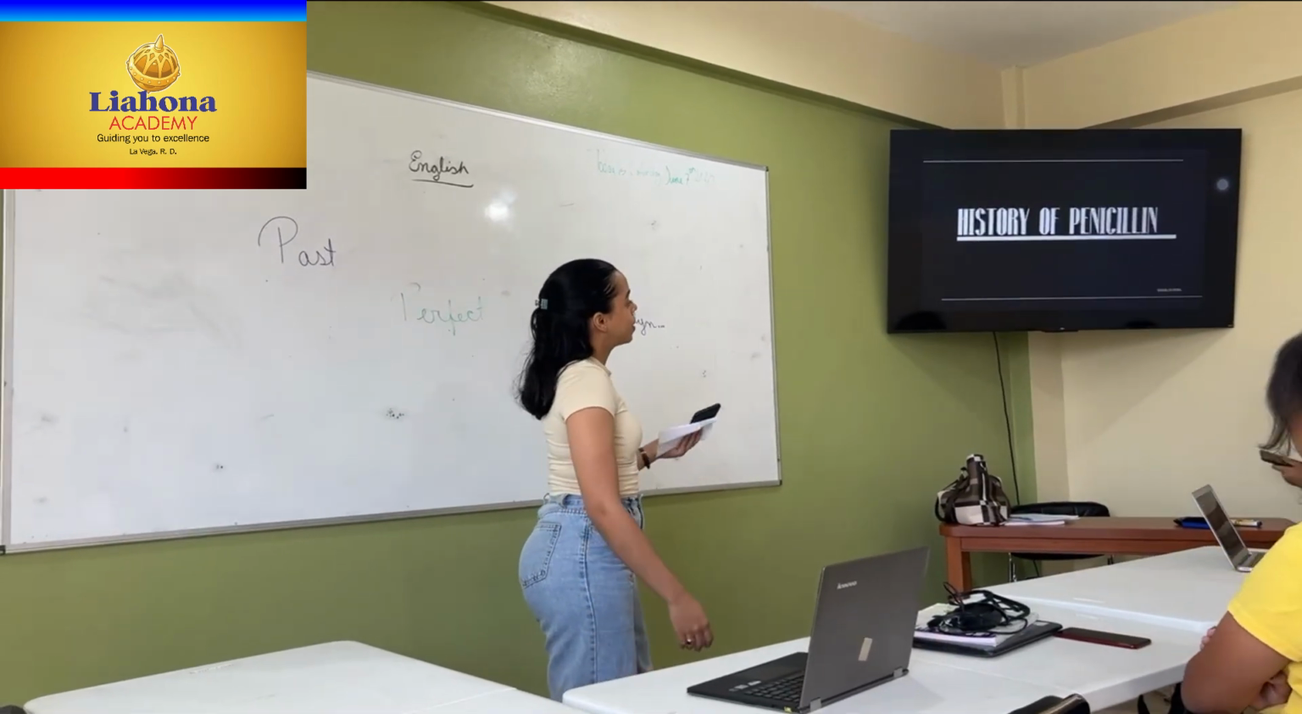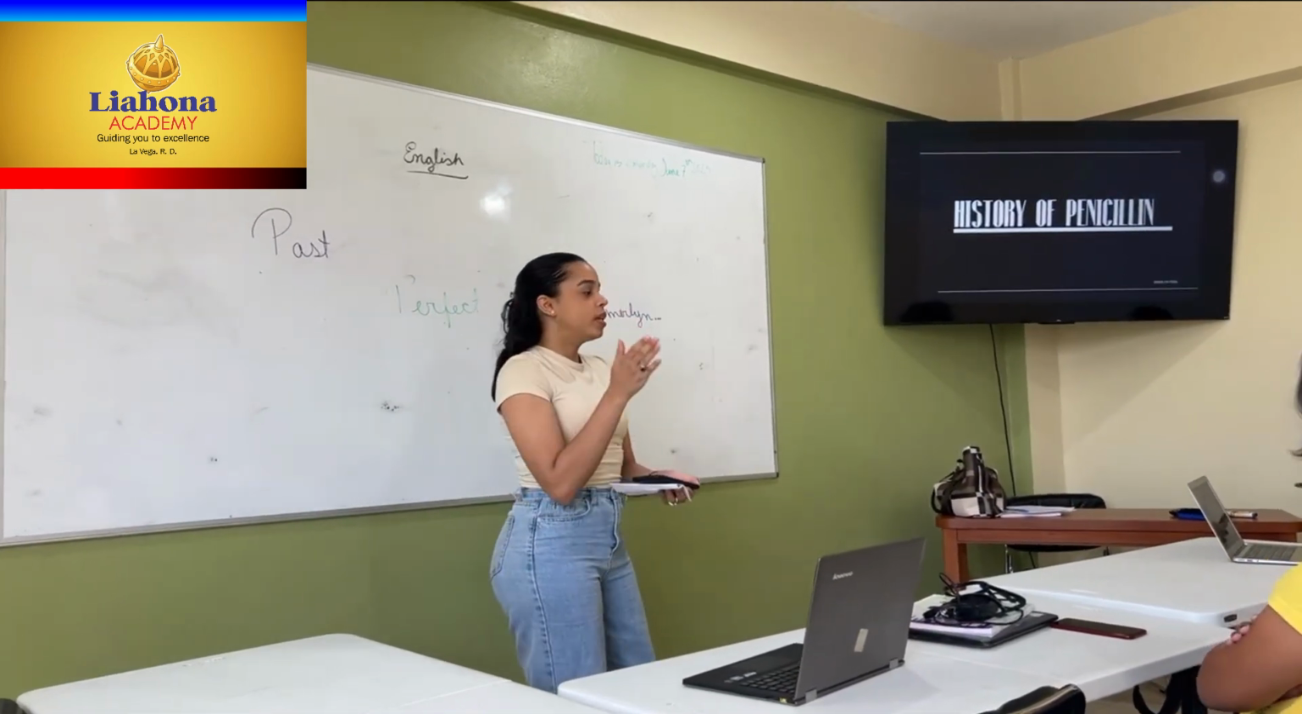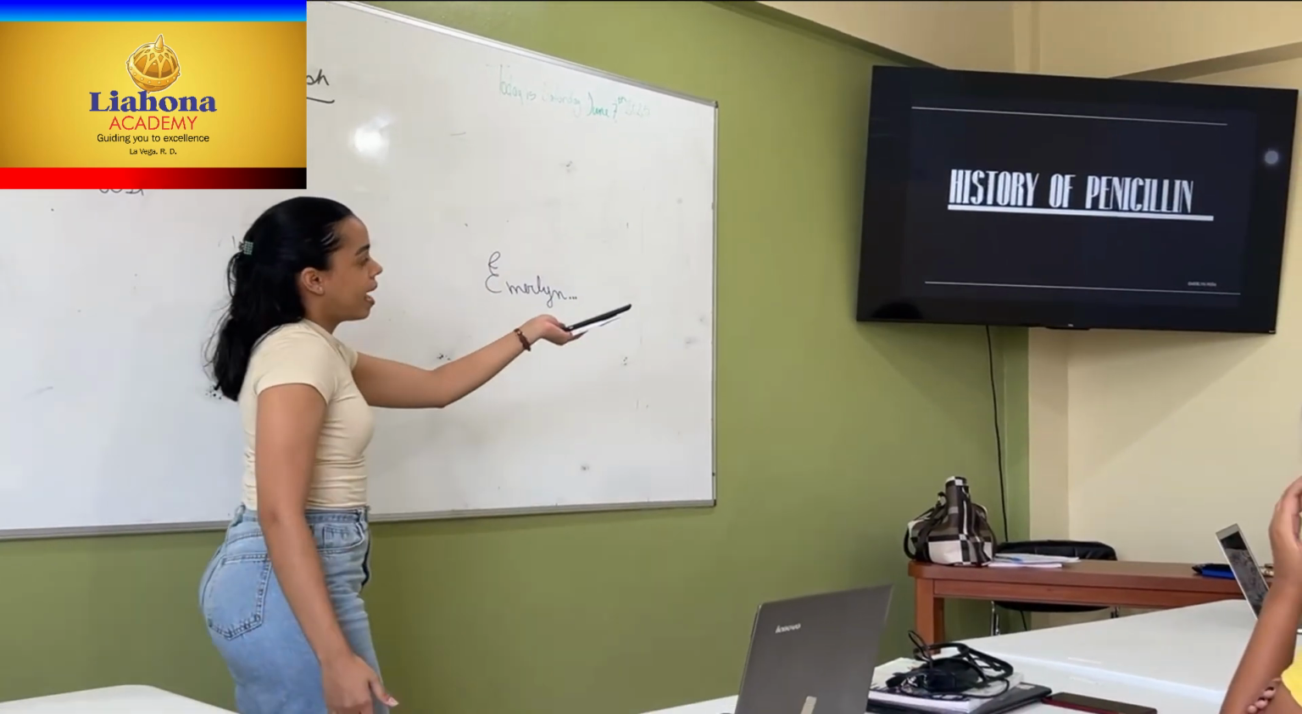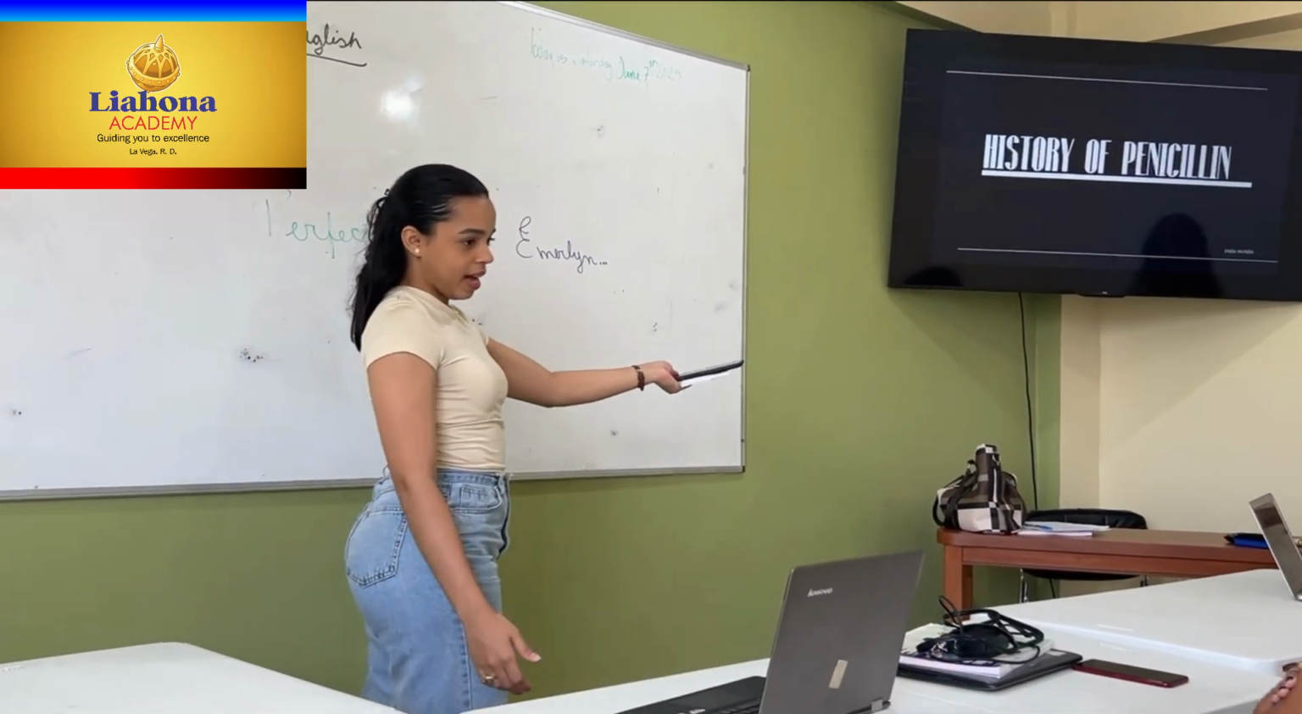To talk about the history of Venezuela, my name is Emily, as you can see here. I chose that topic because in the past perfect, we need to talk about something that is in the past but continuing in the present, and that topic does that.